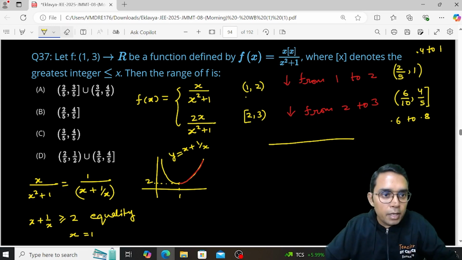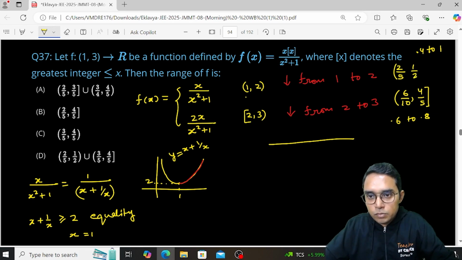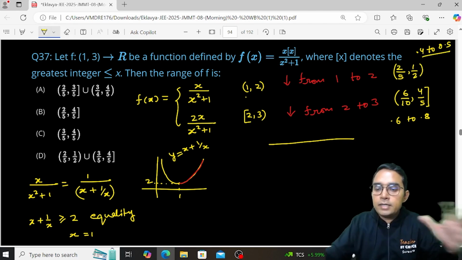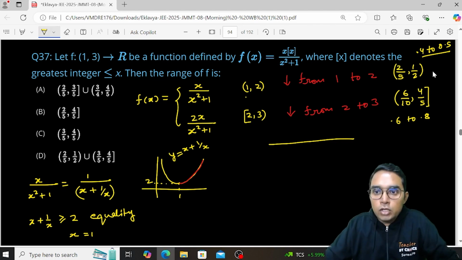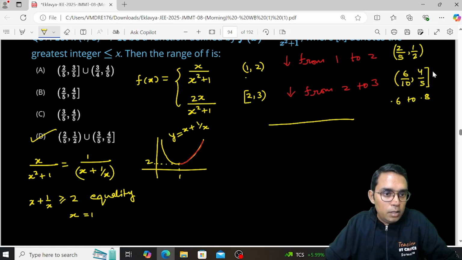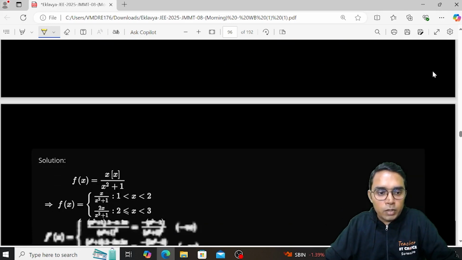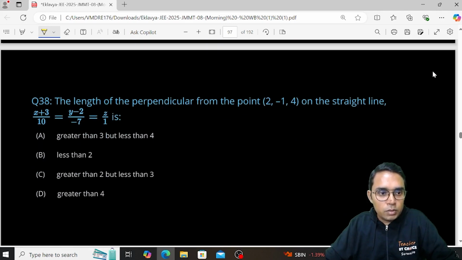I think I have made a mistake here. The mistake is that at 1 the value would have been 1 by 2. So this was actually 0.4 to 0.5, and from this interval we were getting 0.6 to 0.8. If we take the union, these two are different, isolated sets. So 0.4 to 0.5, or 2 by 5 to 1 by 2, union 3 by 5 to 4 by 5. So the answer for this will be D. This has different brackets. So the answer is D.